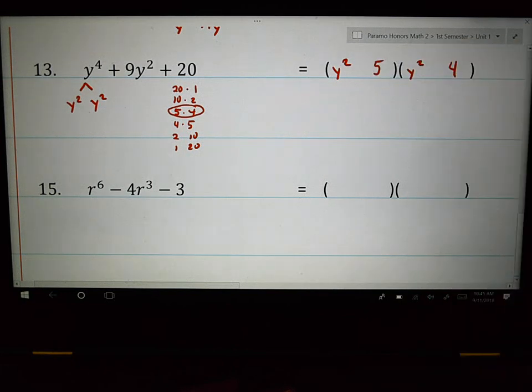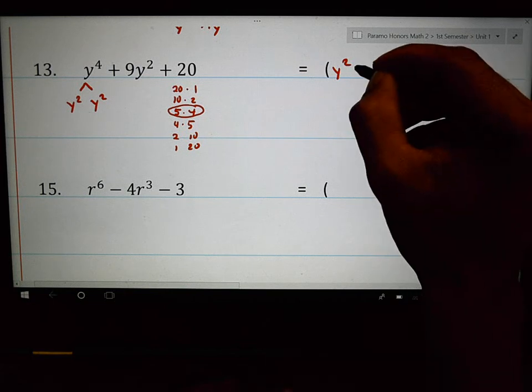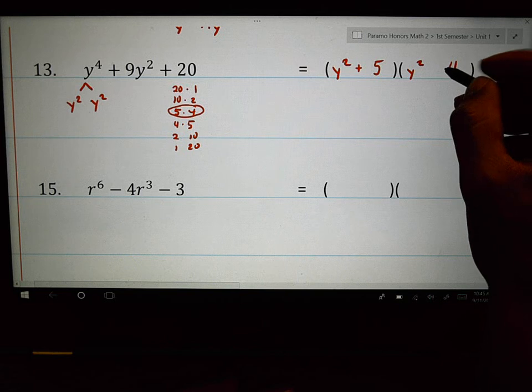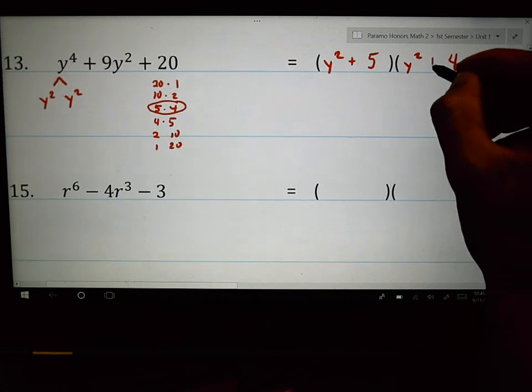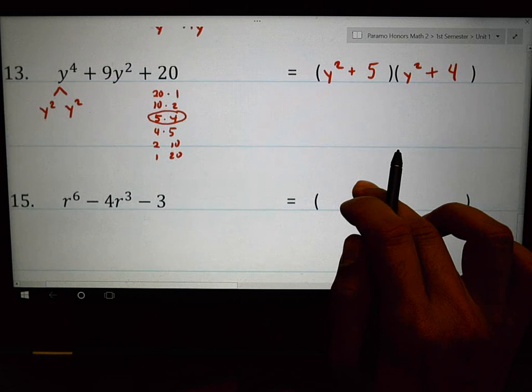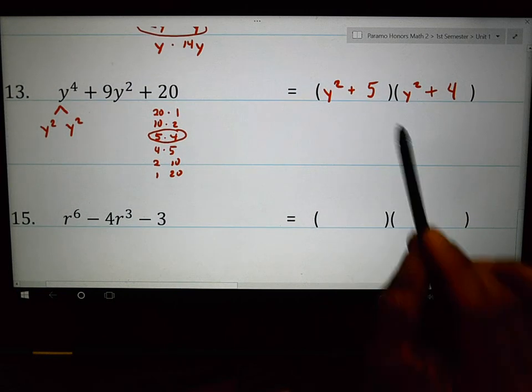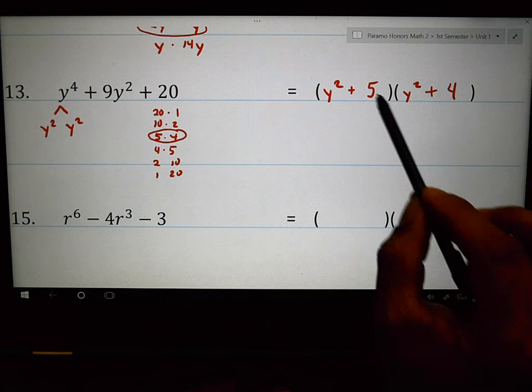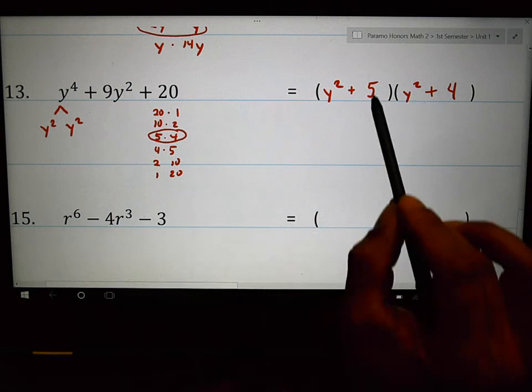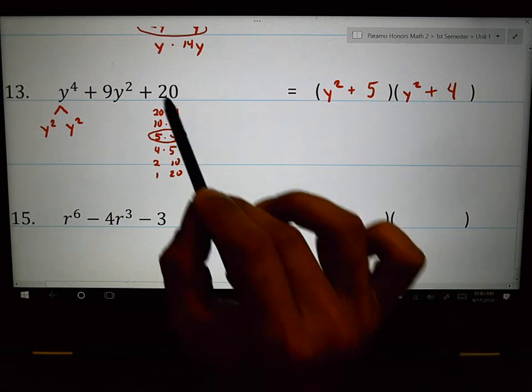Positive 5 or negative 5? Say it out loud. Positive. Positive 4 or negative 4? Say it out loud. We should double check. y to the 4th, 4y squared and 5y squared makes 9y squared, and positive 5 times positive 4 is a positive 20.